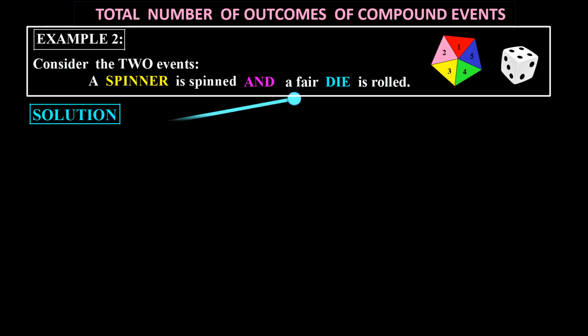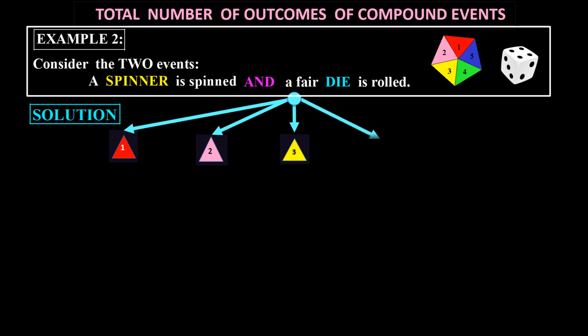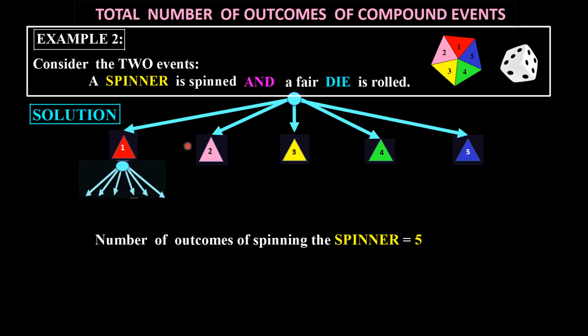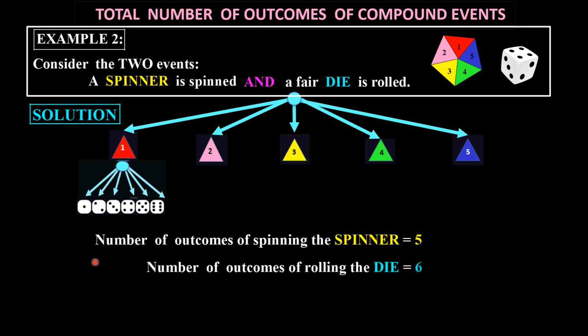So first of all, with spinning a spinner, we have a possibility of a 1, a 2, a 3, a 4, and a 5, right? So the number of outcomes of spinning there would be 5. Now, if you go to the 1 again here, we see that if I have a 1 and I now roll the die, I can have either a 1 or a 2 or a 3 or a 4 or a 5 or a 6. So I can have 1 1, 1 2, 1 3 and 1 4. So the number of outcomes of rolling a die in this case is 6.